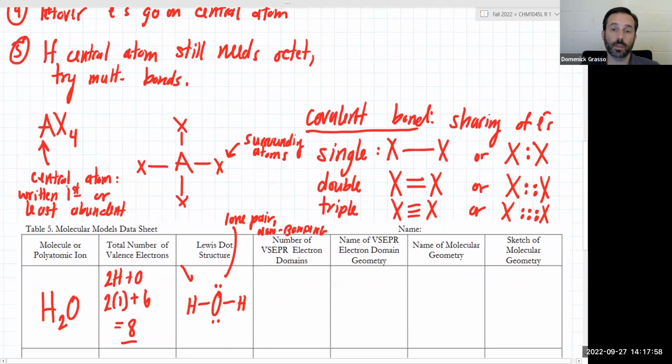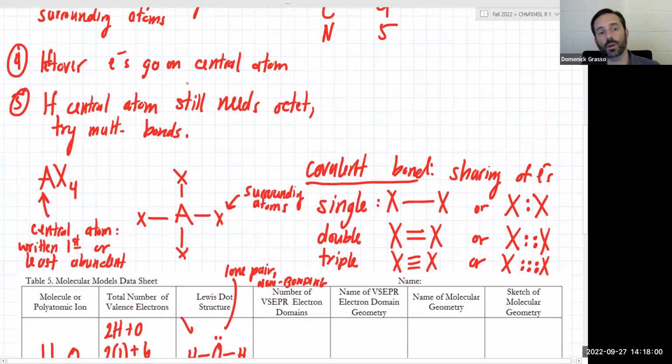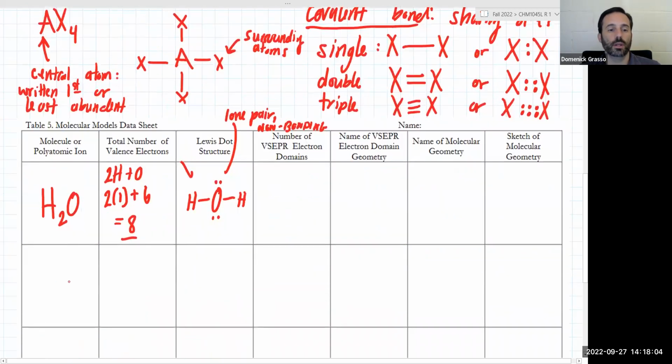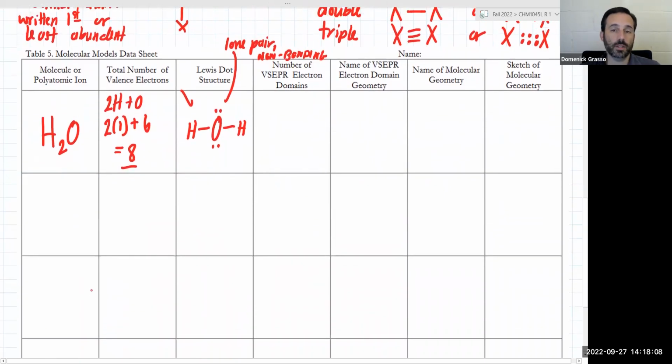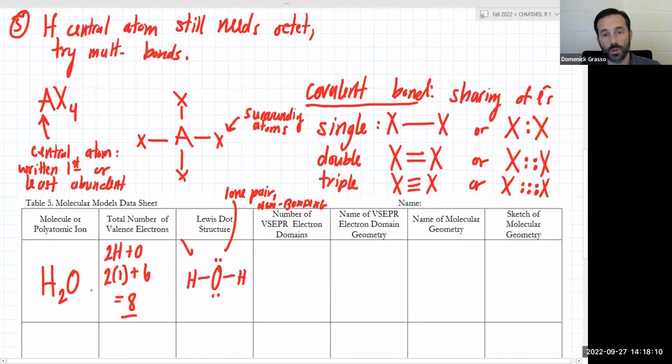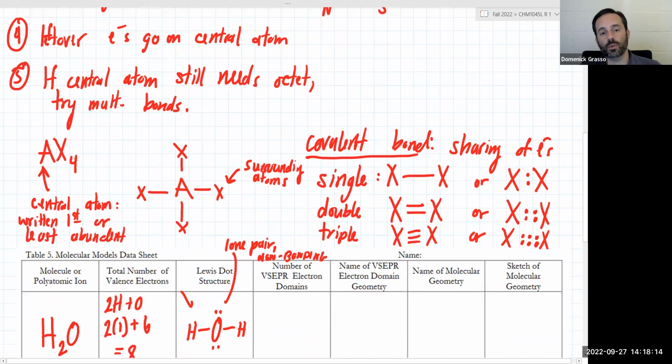I'm going to do water and I'm going to do a different one. I want to make sure that you understand where I'm going with water and with the second one. These last 2, I'm going to provide to you to do on your own. We'll talk about Rule 5 in a second.